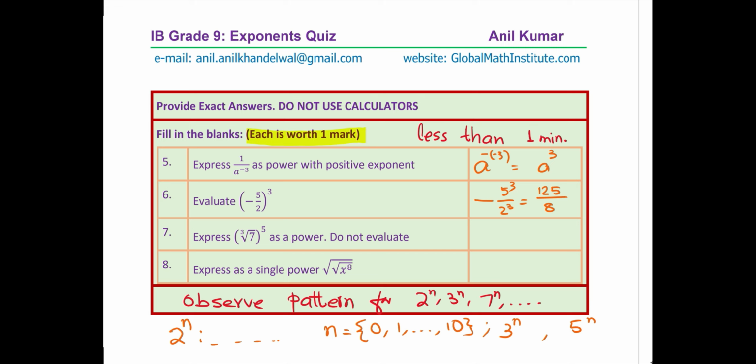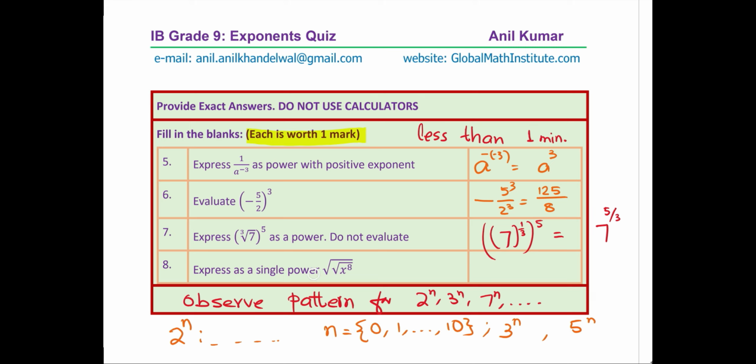So let's move forward. Seventh question is the cube root of 7 to the power of 5 as a power. Do not evaluate. So 7 to the 1/3, this means, right? So let me do it in 2 steps. 1/3 and then this is the fifth, 5 powers, right? So this is 7 to the power of 5 over 3. Okay? So that is how you could express.